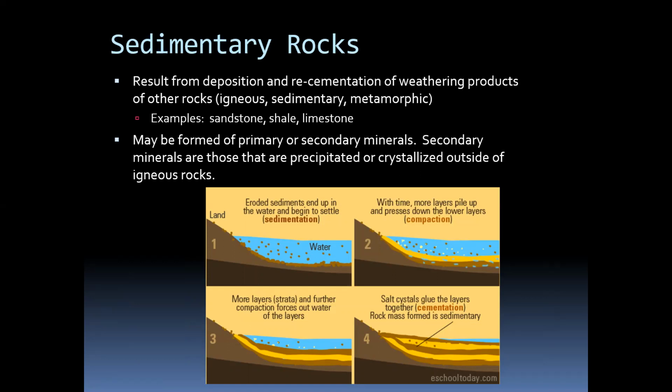They are called sedimentary rocks because they are formed from sediments. They are a result of deposition and re-cementation of weathered products, like igneous rocks, sedimentary rocks, or metamorphic rocks. So basically, whatever type of rock you have, when it is weathered and re-cemented, it forms sedimentary rock. Examples of these are sandstone, shale, and limestone. And usually these rocks are composed of primary or secondary minerals.